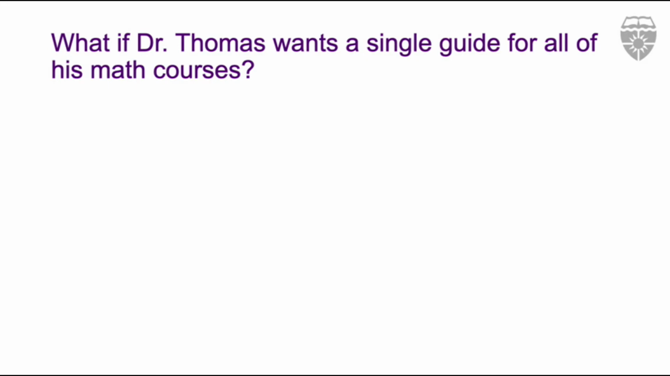So Dr. Thomas has a math course, or has several math courses, several different levels, but he just wants one guide. Hey, it's easy for the librarian. They just need to create one guide, keep it up to date. All you need to do is just department-Thomas, and it'll find it.